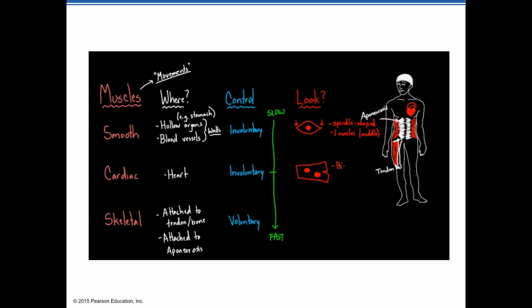So the two features, I'm going to just write out here, branched and one or two nuclei. So not always two, but they can have two. And they're also located kind of in the middle of the cell. And I'll show you what I mean by middle when I draw the skeletal muscle.